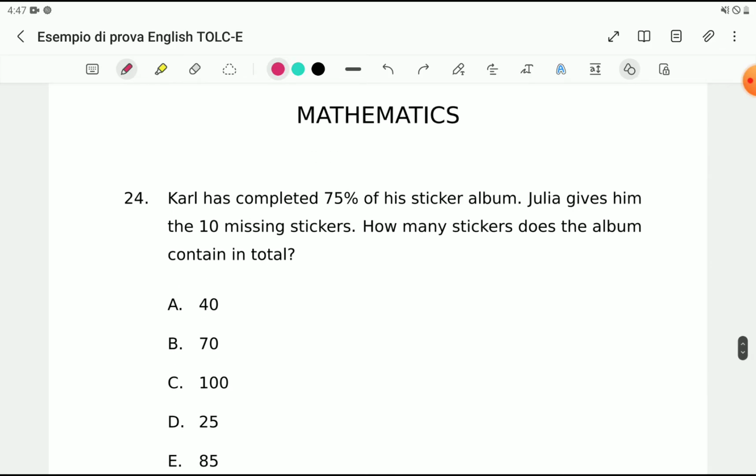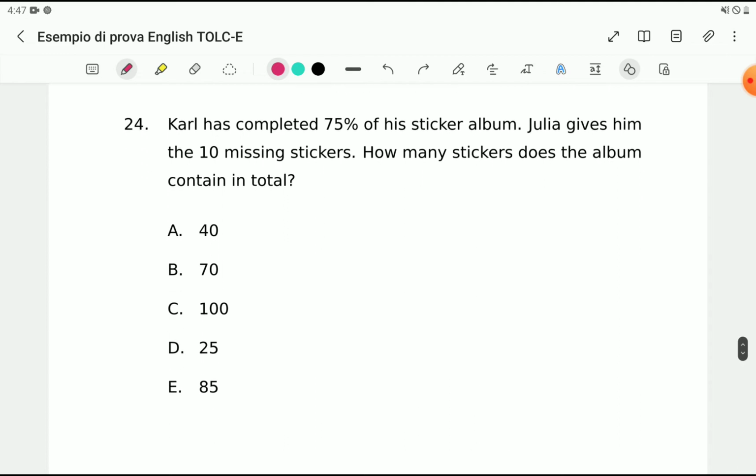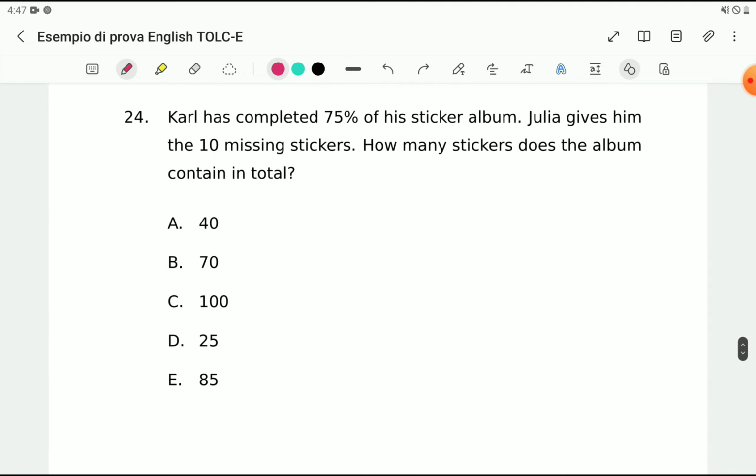So let's start. This is the first problem. Let's read it out. Carl has completed 75% of his sticker album. Julia gave him the 10 missing stickers. How many stickers does the album contain in total?